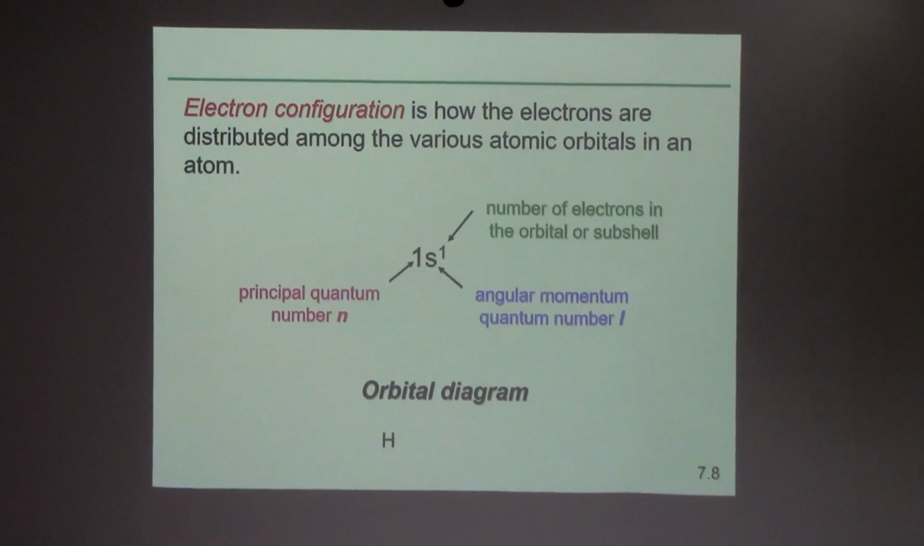Okay, so orbital diagram, we can put it this way. We can draw it that way.